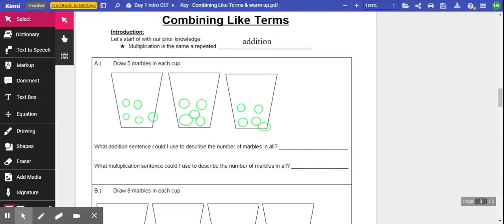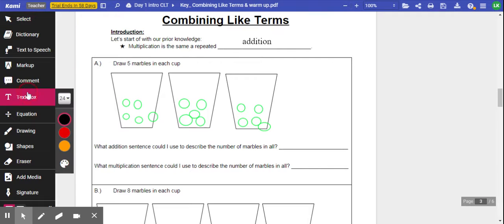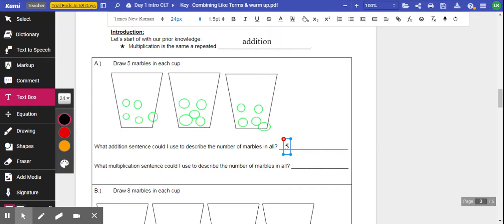So now, what addition sentence could I use to describe the number of marbles in all? So I know I have 5 here, and 5 here. So I can use the addition sentence 5 plus 5 plus 5.